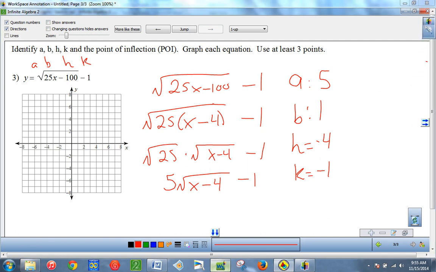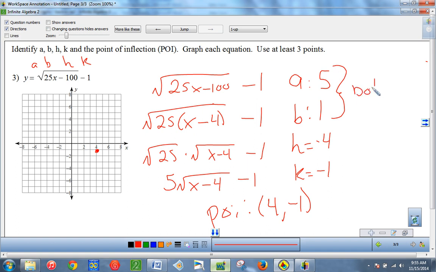Alright, almost done. So, same deal, point of inflection, POI. Our POI is going to be the opposite of H, positive 4, and K, negative 1. So I'm going to have a point at 4, negative 1. And then we've got to look at A and B. They're both positive. So there is no reflection going on whatsoever, which means that we're going to go up and to the side.